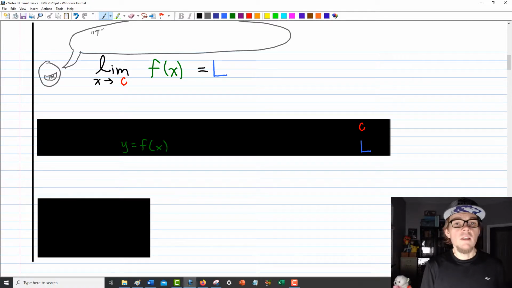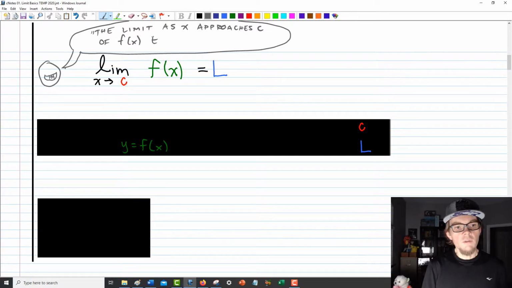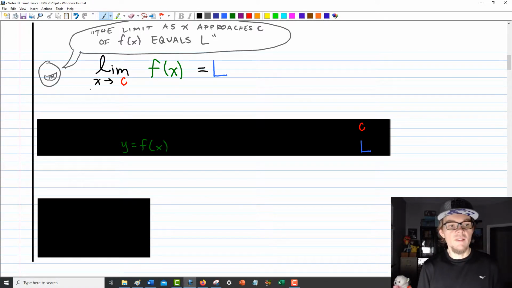The way you'd read this is: the limit as x approaches c of f of x equals L. And this is the absolutely proper way for you to state what this says here. It's not "lim x arrow c, f parenthesis x parenthesis, sideways parallel lines L." That's not what we're going for. So this is the way we're going to do this.